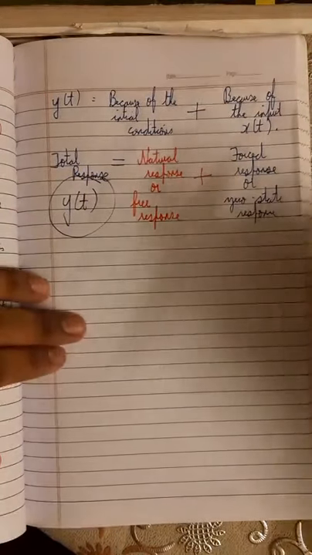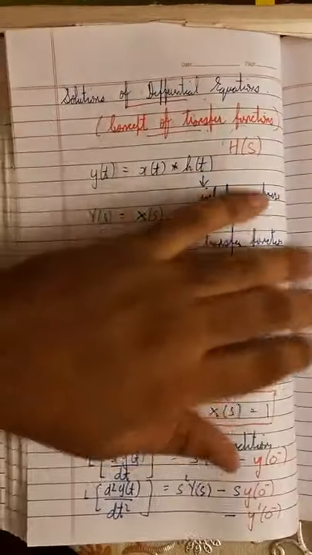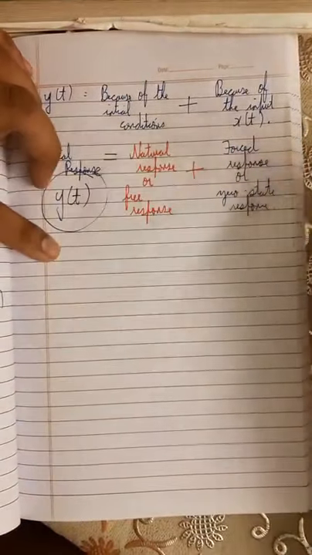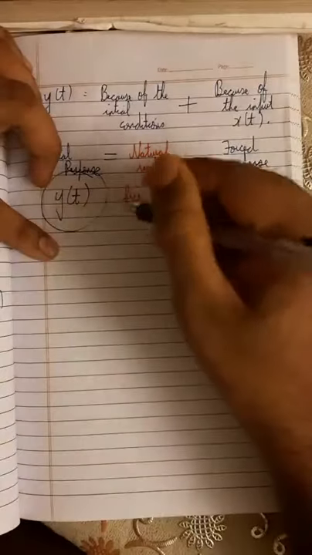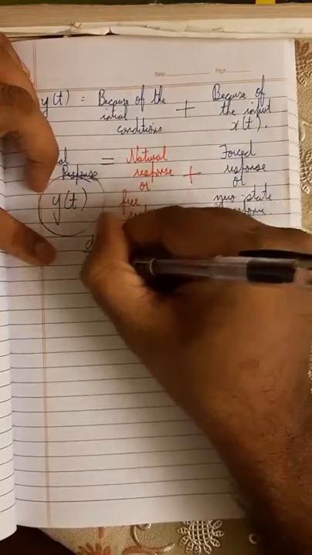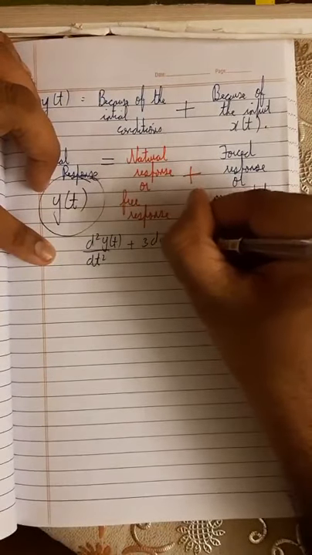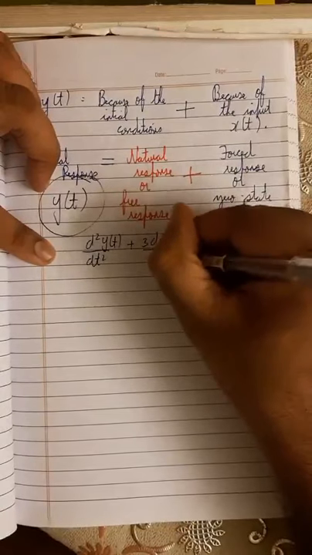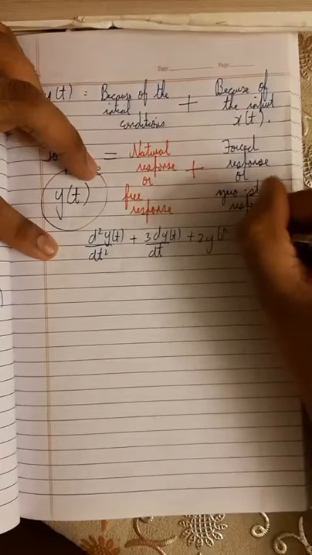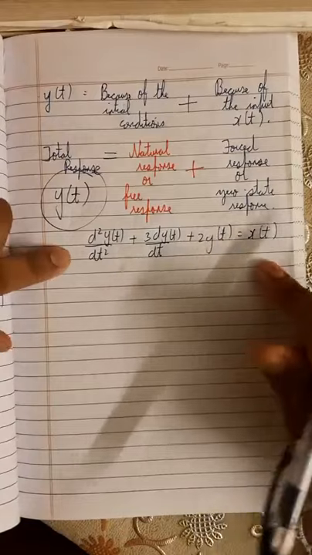Okay, let's take one small example just to make you understand all this what you have learned so far. Suppose there is one equation. Let me write that equation. That is, let me say d square y of t by dt square plus 3 dy of t by dt plus 2y of t is equal to x of t. Okay, so this is one differential equation.